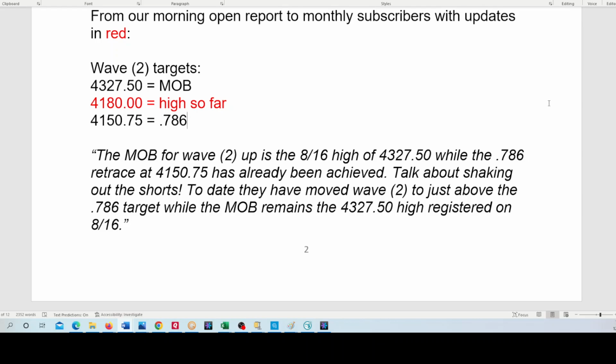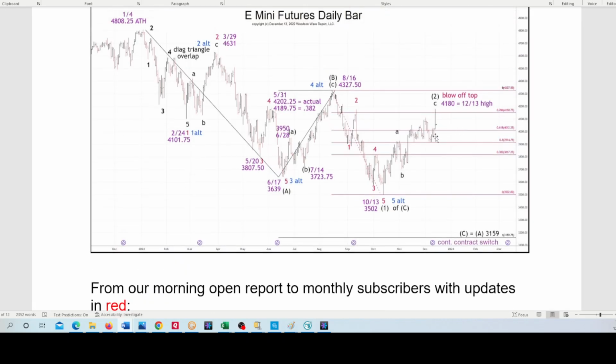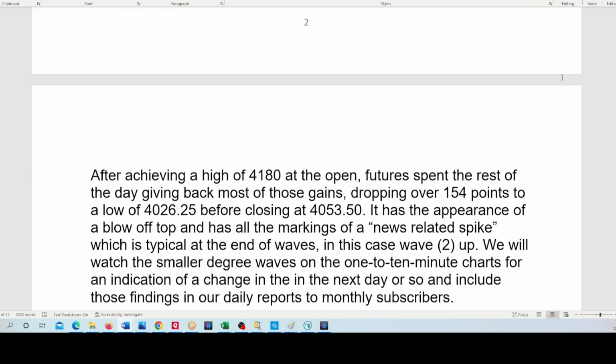And then as far as the other end of it, it shakes out the shorts, and right when the shorts are covering right here, then it takes them out in wave 3, and then most of the people lose most of the money most of the time. So if there's going to be a big move one way, they usually take it a big move the other way and try to whipsaw everybody. So that's what looks like's going on here.